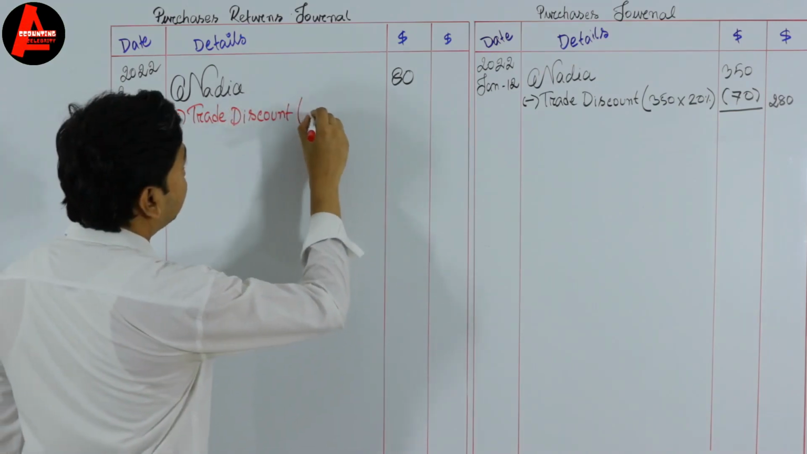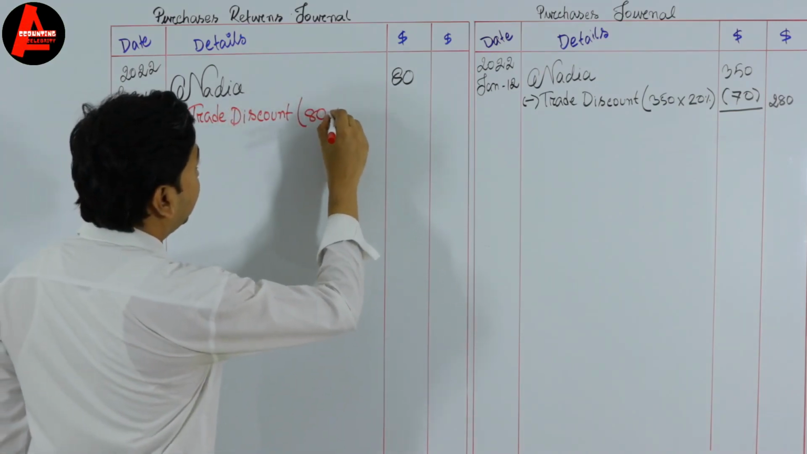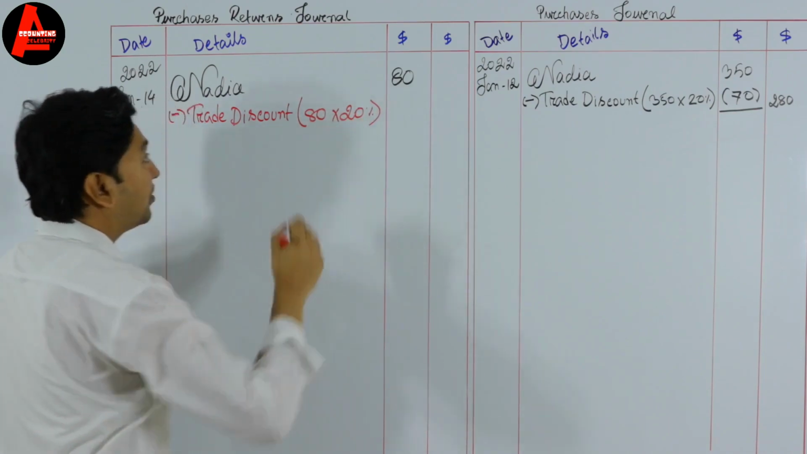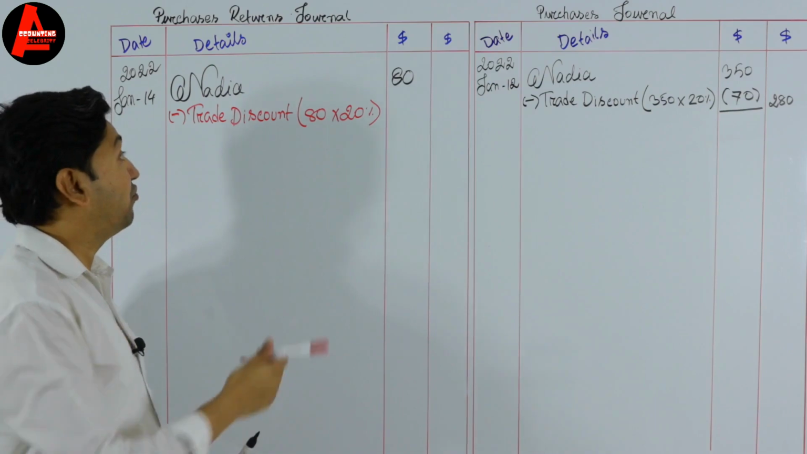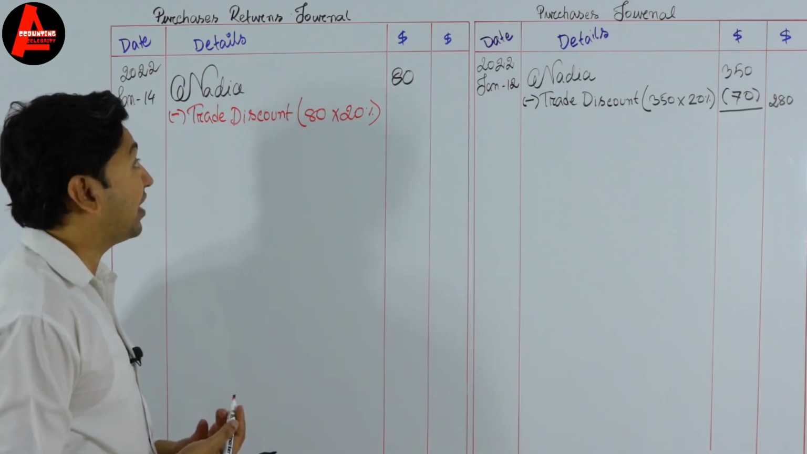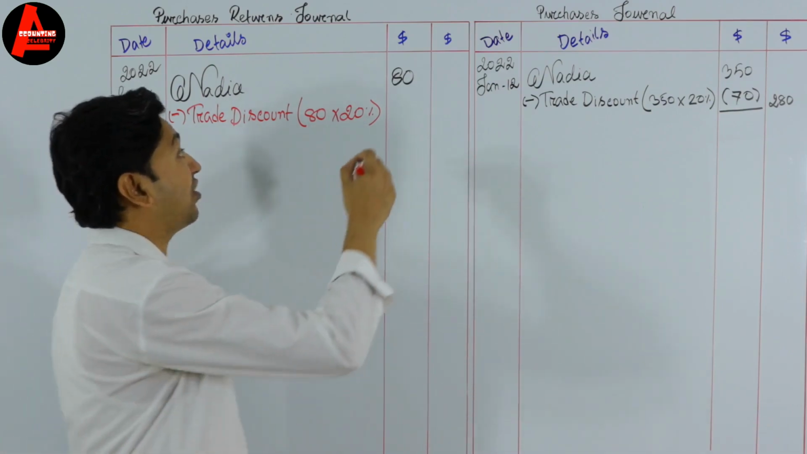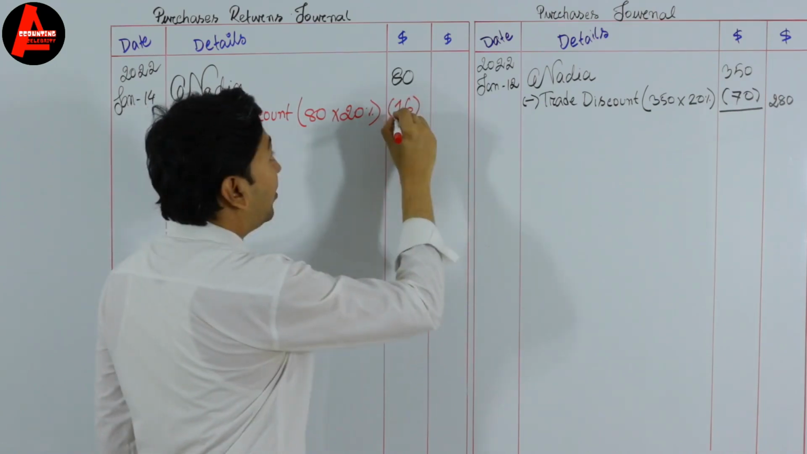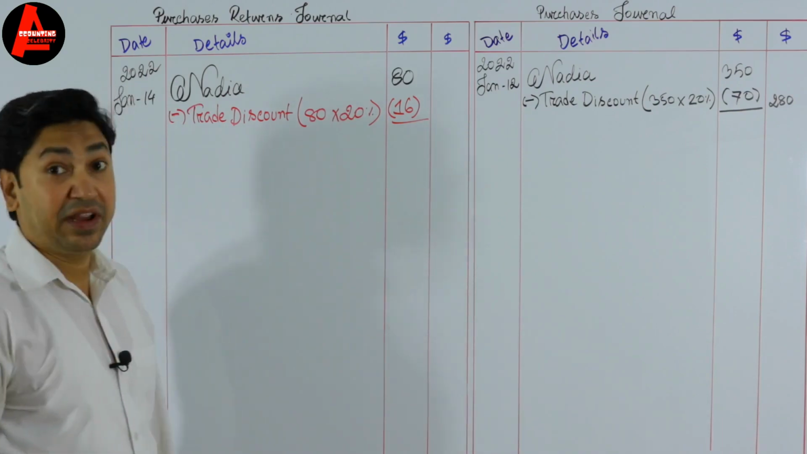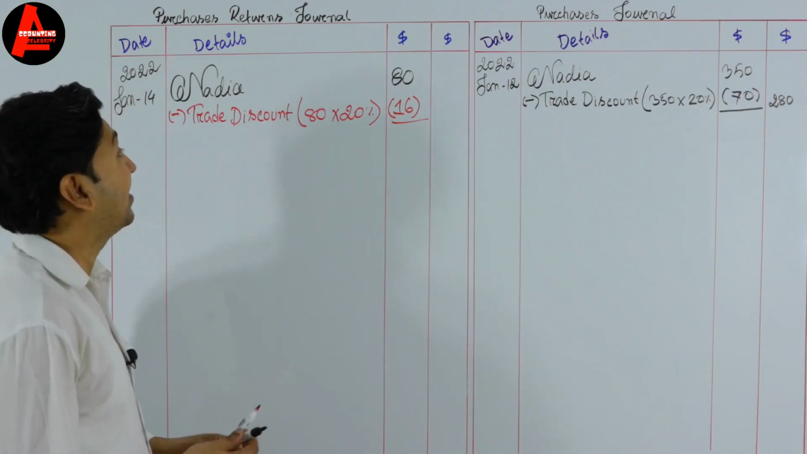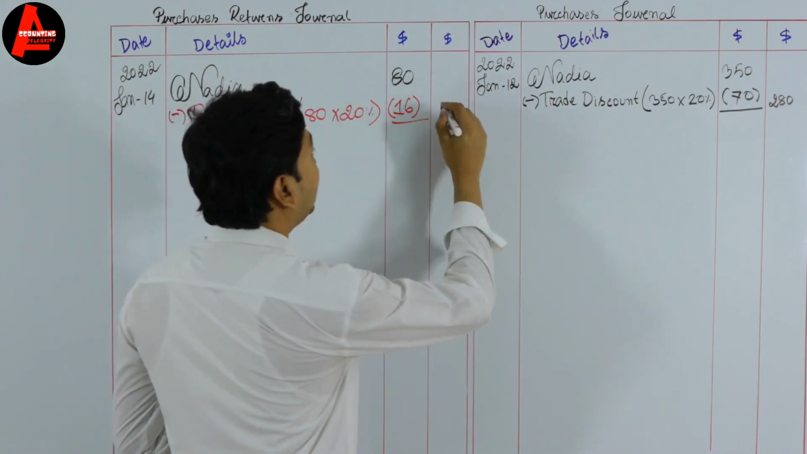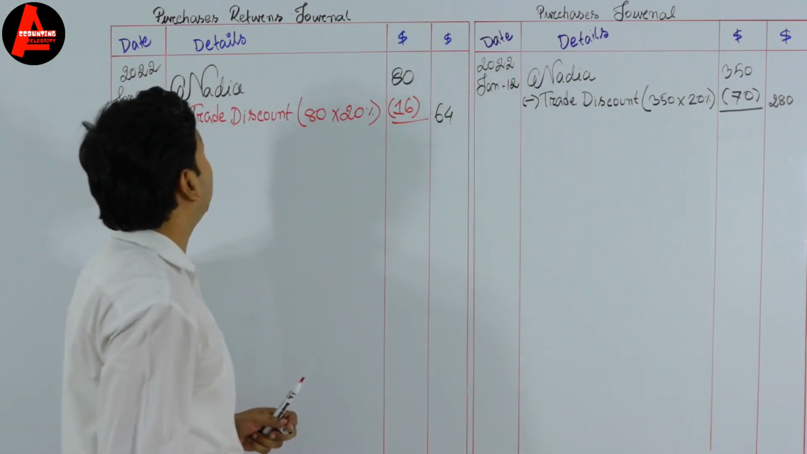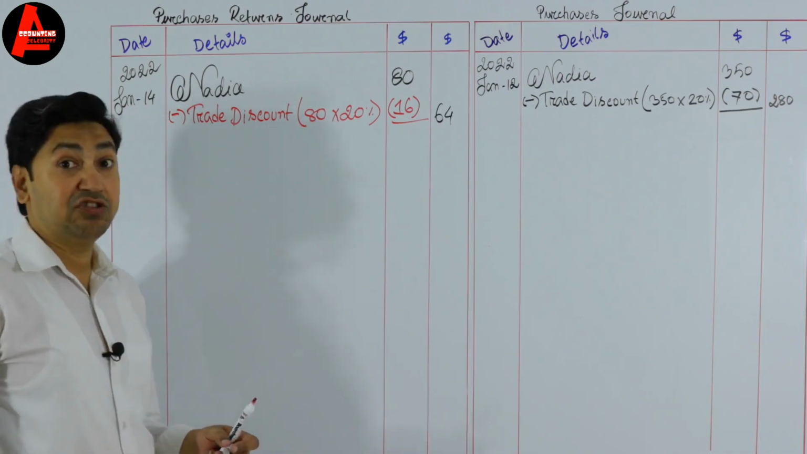So here the list price is 80 times rate of discount is 20%. Okay. So now if we do calculation here, what do we get? We get here $16, right? Okay, so let us write here $16. Well, if we subtract the $16 from 80, we get here $64. Okay, so this is the final price for this transaction on January 14.